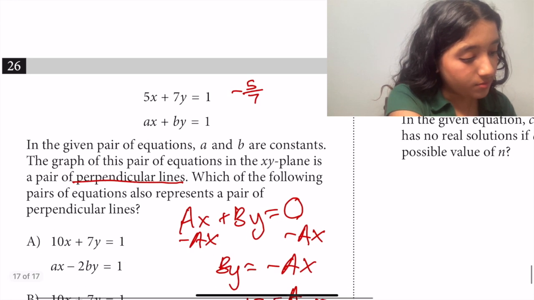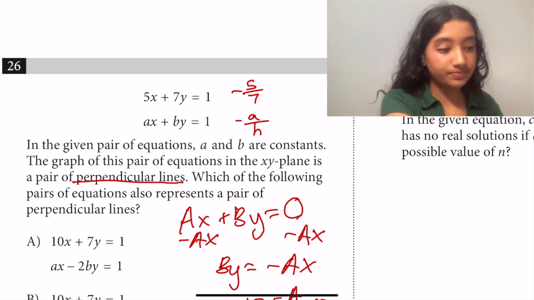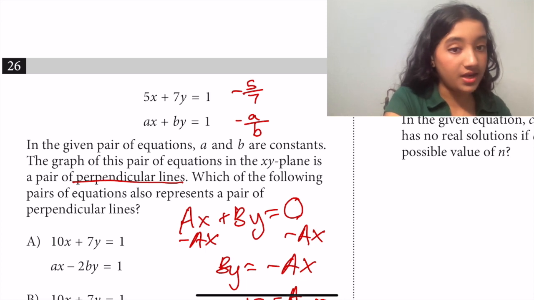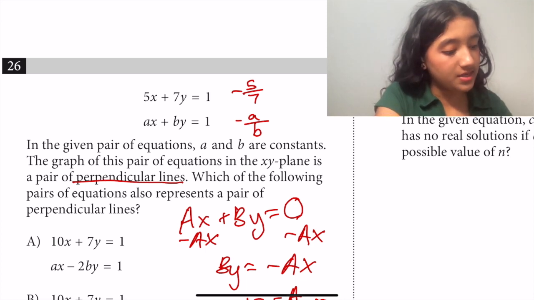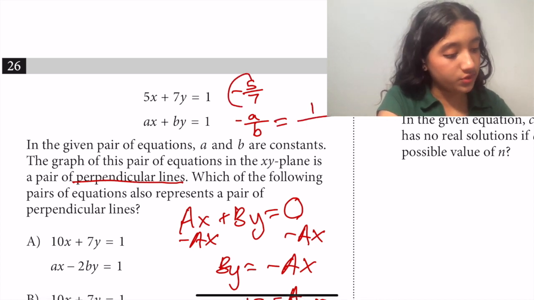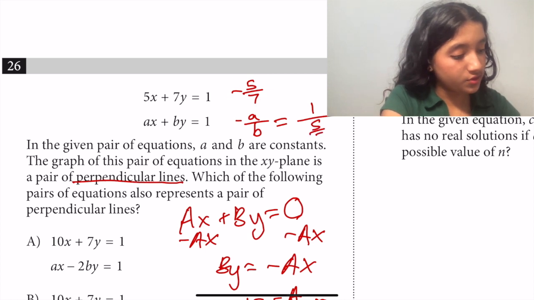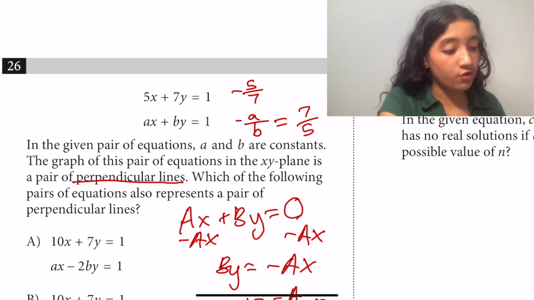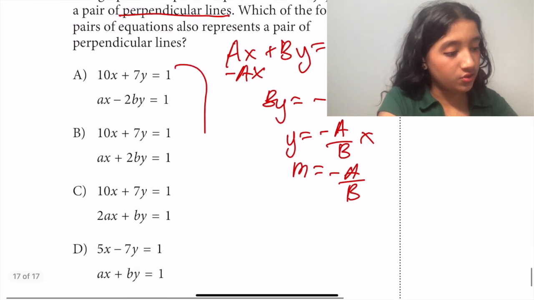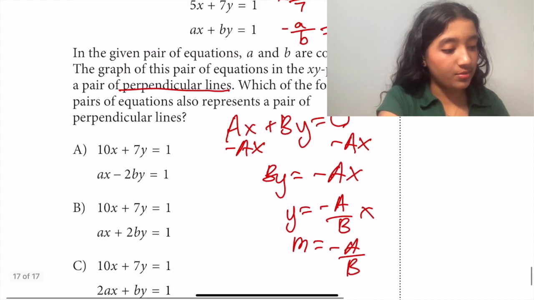In this case, the slope is negative a over b. And if two lines are perpendicular, that means that the slope is the negative reciprocal. So that means that negative a over b is equal to 1 over the negative value of this, which is 1 over 5/7. The reciprocal of 5/7 is 7/5, which means that negative a over b is equal to 7/5.